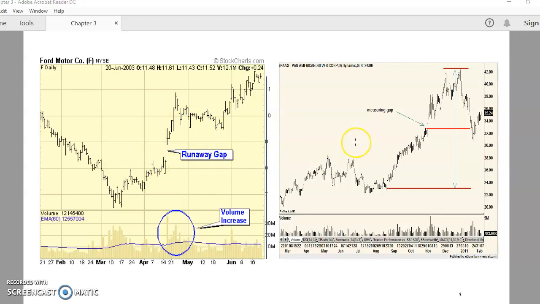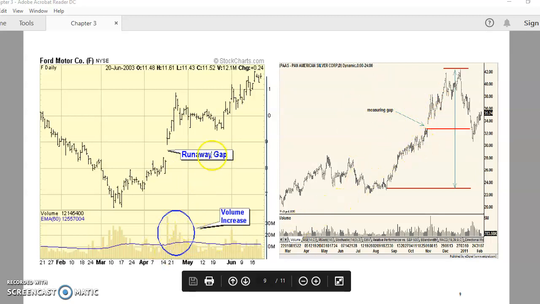Okay, a runaway gap is also called a measuring gap. A runaway gap is also supported by volume. So this volume shows the significance of this runaway gap.